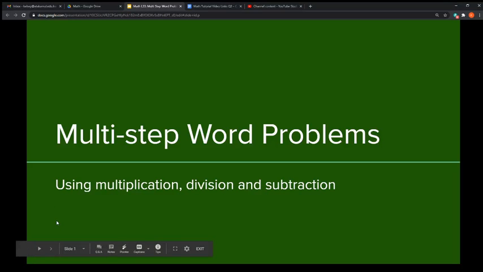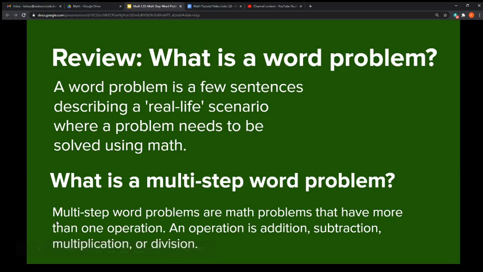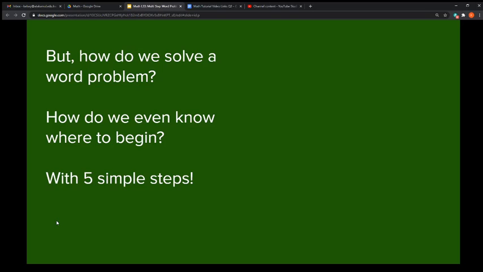Welcome back, grade 4. Today we're going to be doing multi-step word problems. What is a word problem? A word problem is a few sentences describing a real-life scenario where a problem needs to be solved using math. What is a multi-step word problem? Multi-step word problems are math problems that have more than one operation. An operation is addition, subtraction, multiplication, or division.